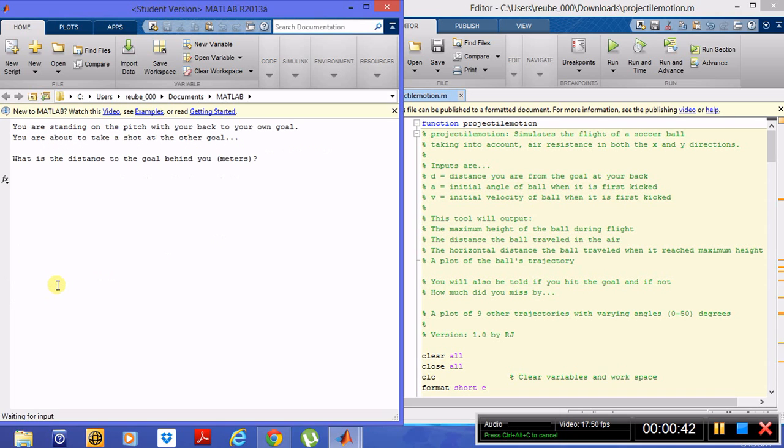Let's run it here. Okay, so here's the scenario. I'm standing on a soccer field with my back to my own goal, looking down the field. How far away am I from the goal behind me? Let's say I'm way down the field, 20 meters, which puts me 80 away from my target. Let's say I hit the ball at 40 degrees and I strike it at 35 meters per second.